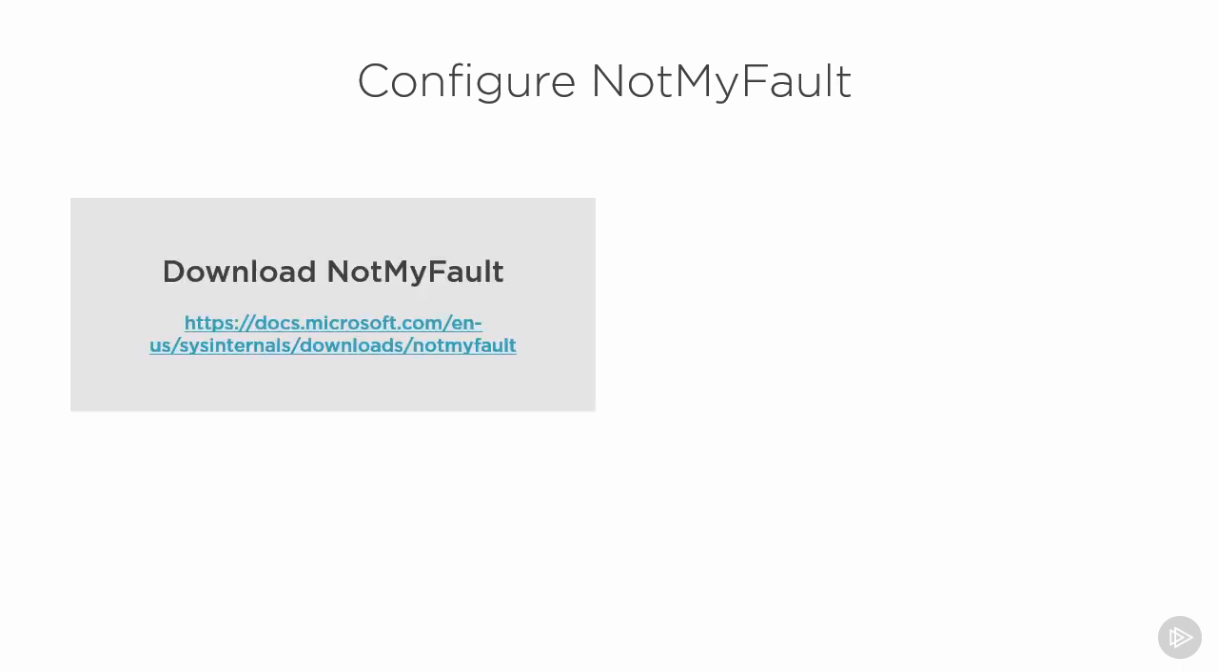So as I previously introduced you to a tool called Not My Fault in the module on troubleshooting system lockups. As you may remember, this tool allows you to force a crash dump. So we'll be using Not My Fault to capture the state of the running system when the intermittent event occurs. So the first step would be to download Not My Fault. You can see the download link on the screen.